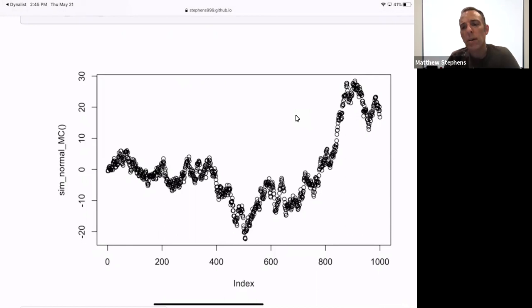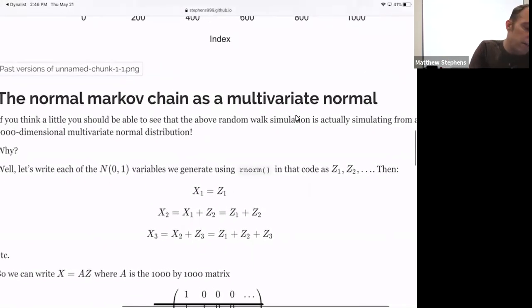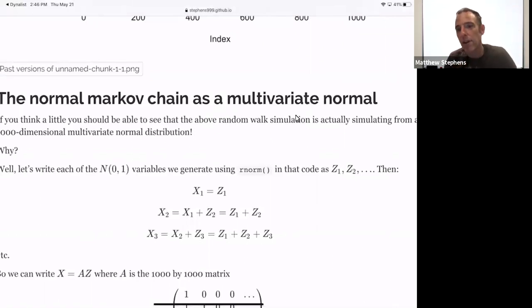Okay, so the funny thing is, maybe you might not be used to thinking about it this way, but this is actually a draw from a 1,000 dimensional multivariate normal. It's just one draw from a 1,000 dimensional multivariate normal. Right? x_1 up to x_1000. Their joint distribution is multivariate normal. So how can we see that? Well, we can write down the z's as those random normals we generated at each step that we added to the previous step.